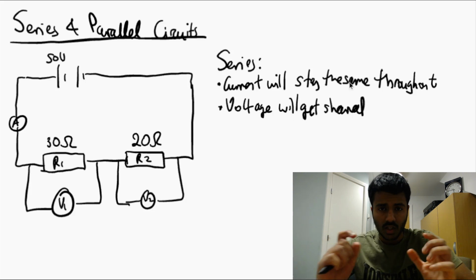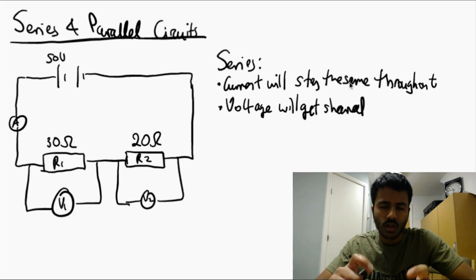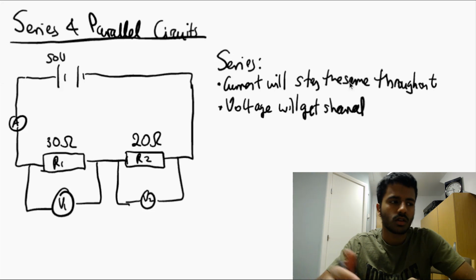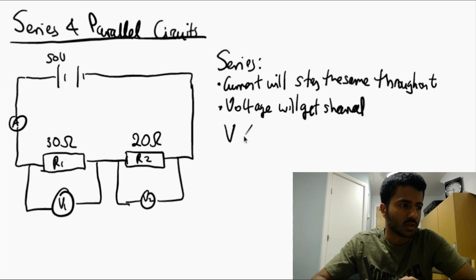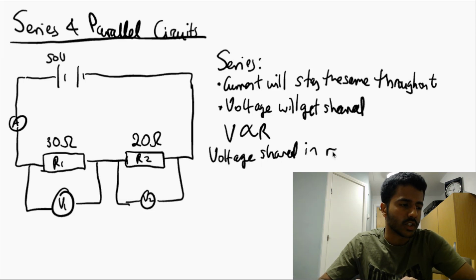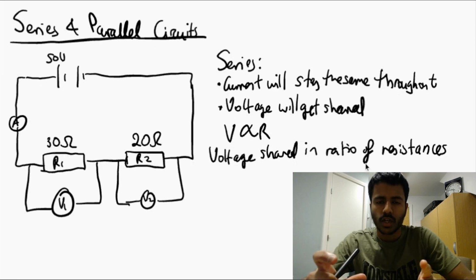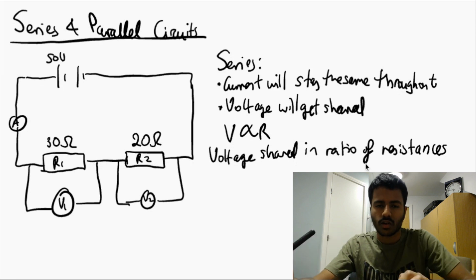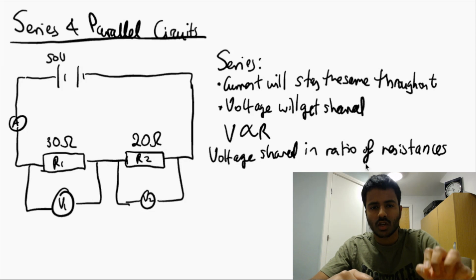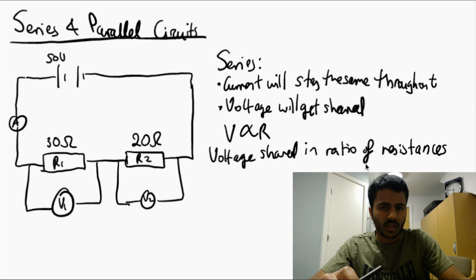Because current is constant, and you know V equals IR, V is therefore proportional to R. So voltage is shared in the ratio of the resistances. Now, one thing you need to make sure when you're applying V equals IR or doing your calculations is that you're using the correct voltage for each component. In this case, it says 50 volts as the battery supply.